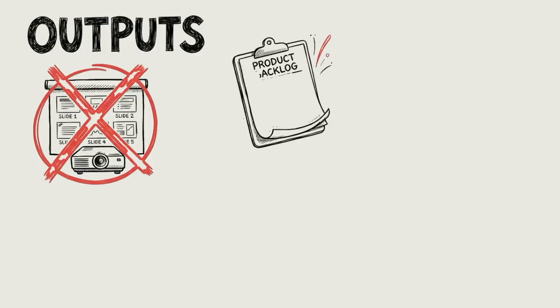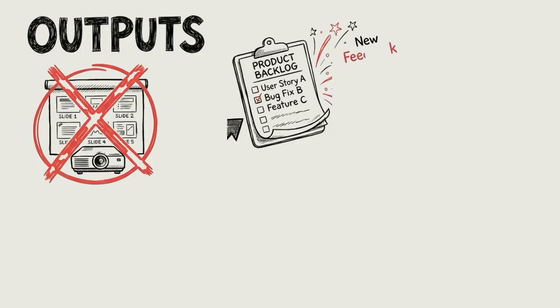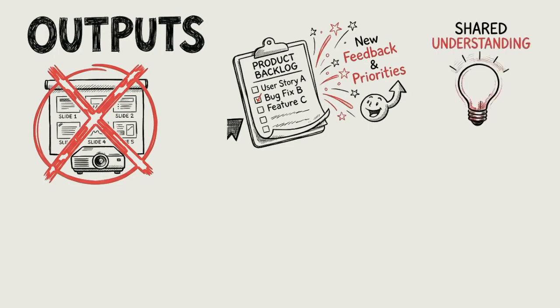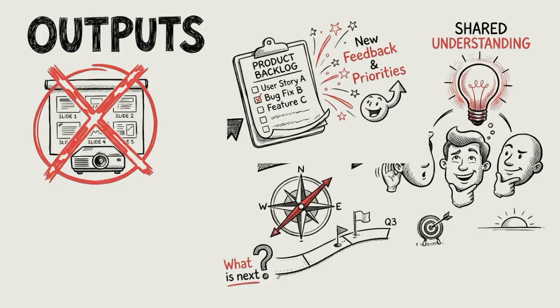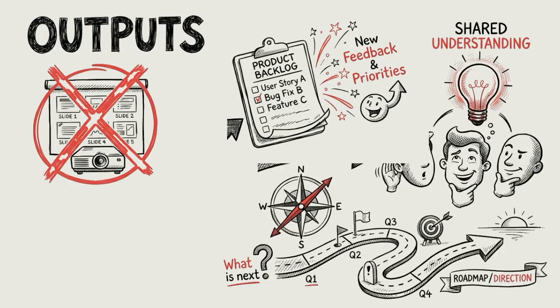The real output is an updated product backlog that reflects new feedback, changed priorities, and fresh insights. Another key output is the shared understanding among the Scrum team and stakeholders about what value was delivered, what is done, and what should be tackled next. Often there is also clearer alignment on near-term release plans or product direction.